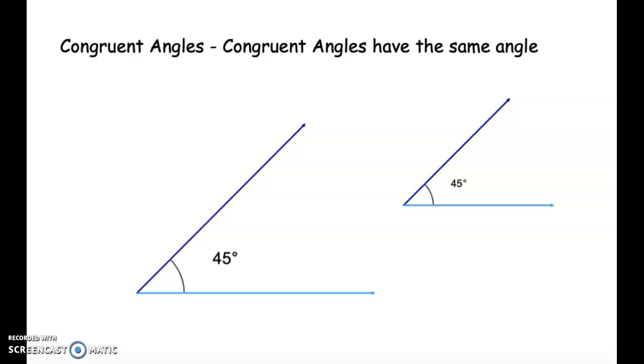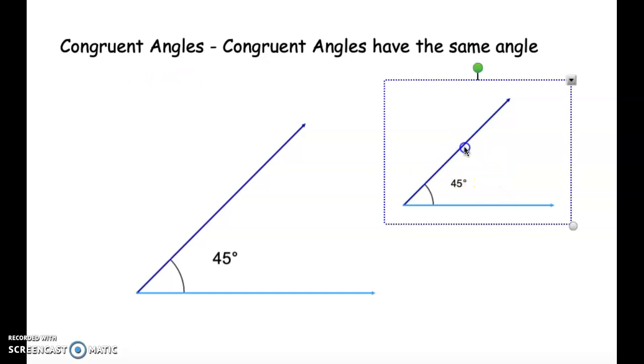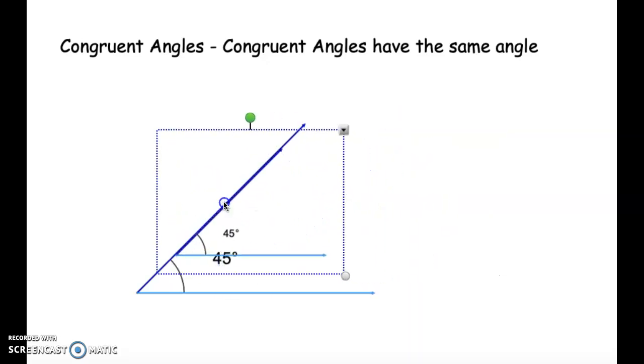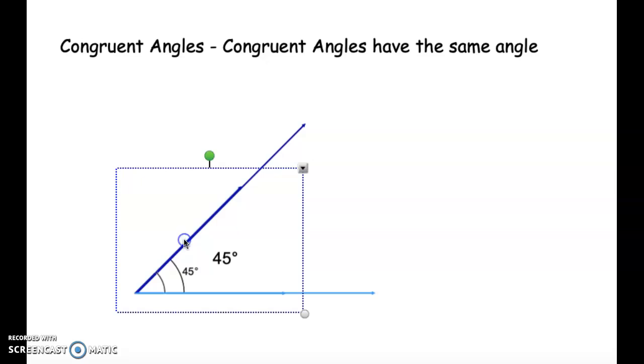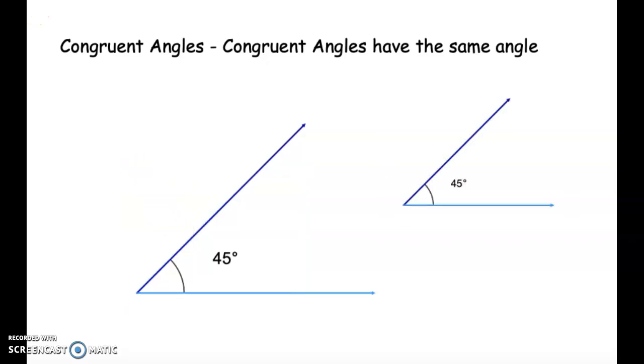Congruent just means same. It does not have to be same size. As we talked about this one before, these are very different lengths. But we can see when we line up those angles, regardless, they both equal 45.